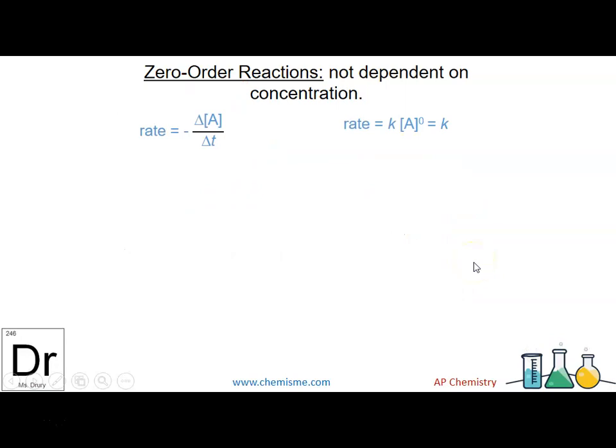Last thing we're going to talk about is zero order reactions, so they're pretty quick and easy. They're not dependent on the concentration, so you can write it as how the concentration affects the time, but you'll find out that this is constant. And so therefore when you write a rate law, it's rate equals K[A] to the 0 power, which anything to the 0 power is 1, so the rate is equal to the rate constant.